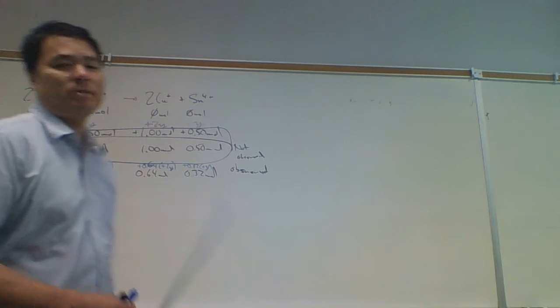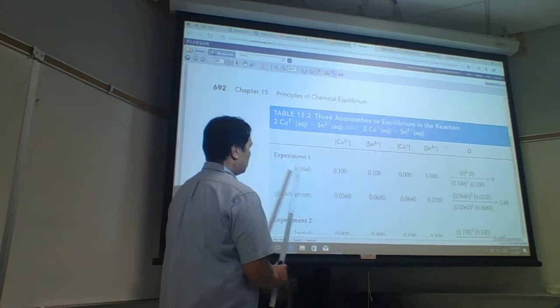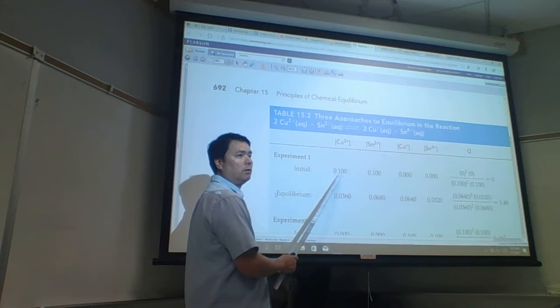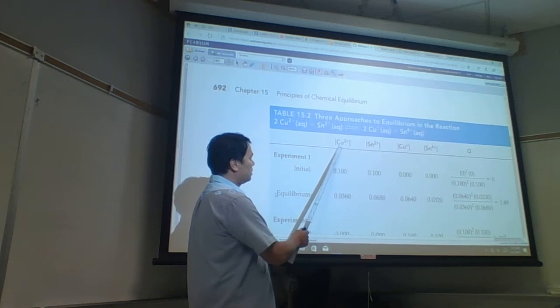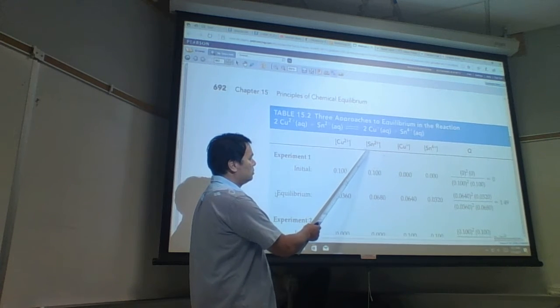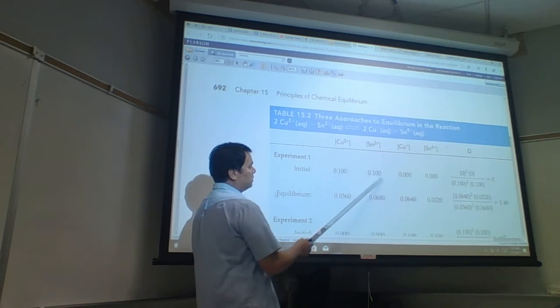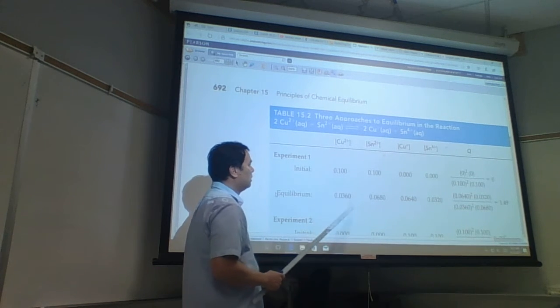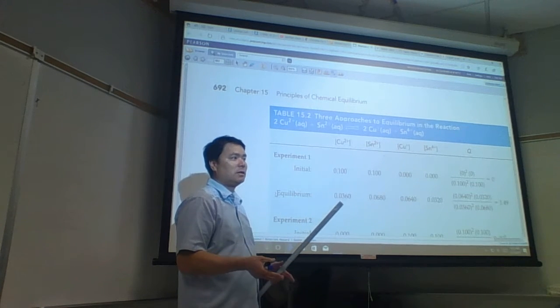We're going to do another experiment. In the next experiment, rather than starting off with 1.00 moles, we'll start off with a tenth of that, 0.100 moles. And so we're going to start off with 0.100 moles of copper 2, 0.100 moles of tin 2. This is going to go to copper 1 and tin 4. Those are both 0 initially. And then they do the reaction. You just do this and see what happens experimentally.